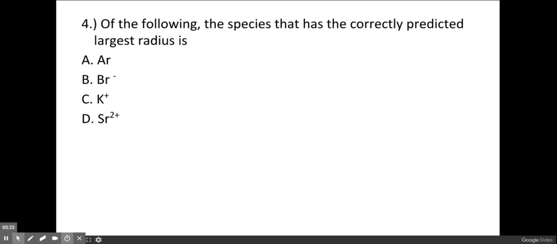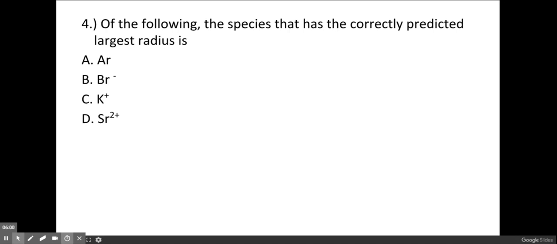Question 4. Of the following, the species that has the correctly predicted largest radius is what? Notice we have a neutral atom, and then we have 3 ions. Pause, choose your answer. So let's take a look at where these 4 elements are on the periodic table. Argon and bromine are relatively close to each other, but bromine has one more energy level. And actually that bromide ion has the electron configuration of krypton. So it is larger than argon because it has another energy level.